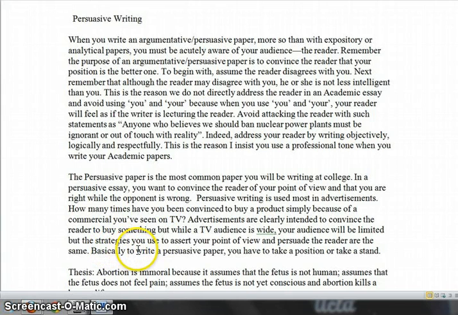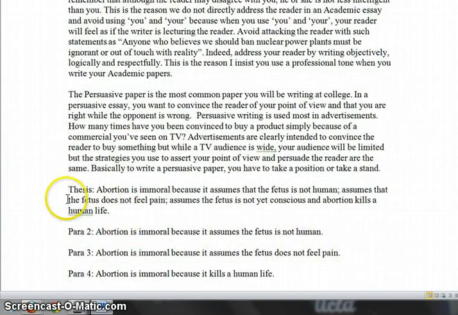Basically, to write a persuasive paper, you have to take a position or take a stand. So here I take a stand. I say that abortion is immoral because it assumes that the fetus is not human. It assumes that the fetus does not feel pain. It assumes the fetus is not yet conscious, and abortion kills a human life.